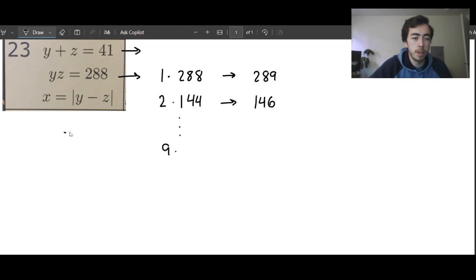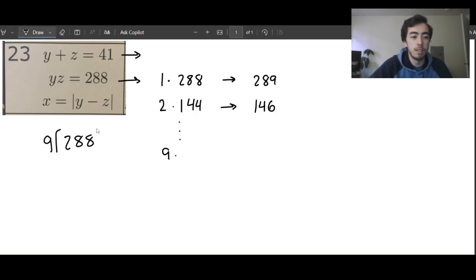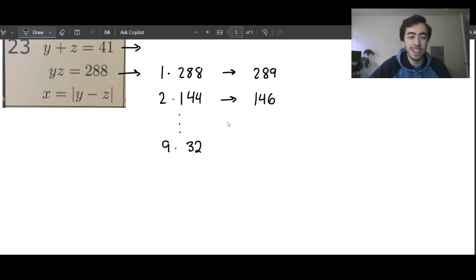I don't know that off the top of my head, so I'll just do the long division. That was going to be multiplication. Whoops. I'll just do the long division. 9 goes into 28 3 times because that's 27. And then it looks like I have an 18 left over. So 9 times 32. And wow, I lucked out. That was pretty fun. 9 times 32 is 288. And then 9 plus 32 is 41. I got kind of lucky there, I have to admit. I didn't think about that beforehand. I just kind of lucked out and found the two numbers.